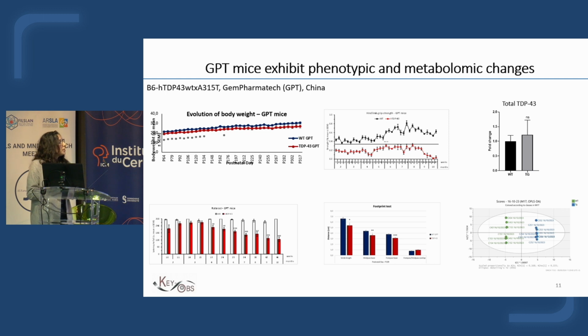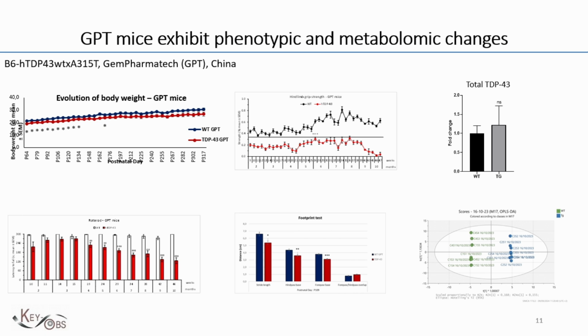So from there, we wanted to see how TDP43 was actually expressed in these mice. We did a Western blot analysis, and this is still underway. We're still waiting for some data as far as different tissues are concerned. This is data collected from the brain. And we find that there is an increase in TDP43, but it's not significant.